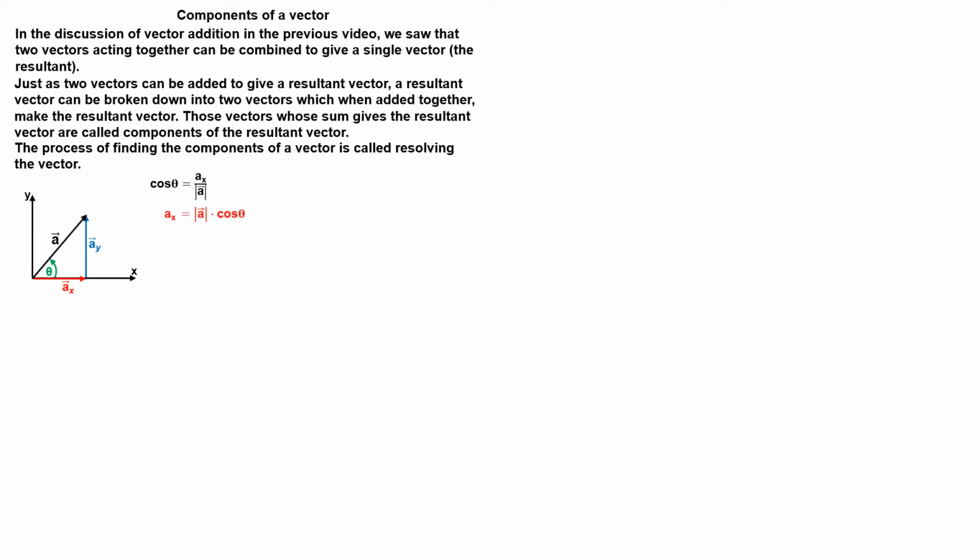To find the size of the y component, we have to find the length of the opposite side. What trigonometry function relates the hypotenuse and acute angle and its opposite side in a right triangle? The sine function does. By multiplying both sides by A, we can express the vertical component of the vector A as A times sine of theta.